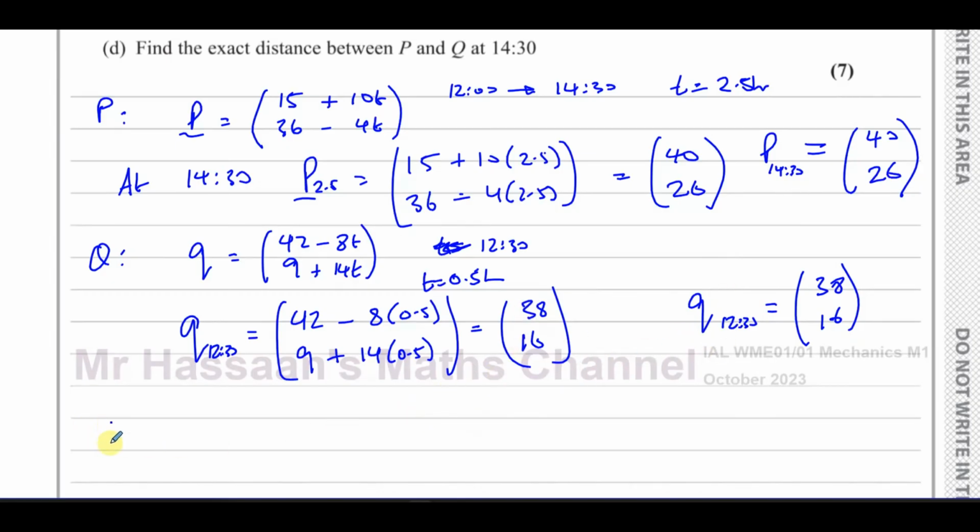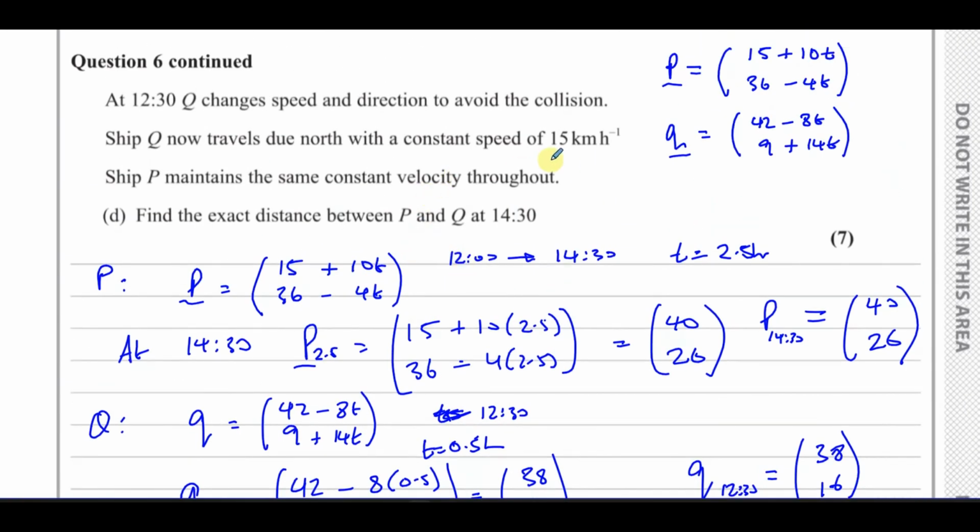Okay, so the new position vector of Q, let's call it Q dash, which starts at 12:30, is going to be its initial position vector, which is where it's starting from. Its new course starts from this point here, 38, 16. That's like the R0. This is where it's starting from now, plus T. I'll put T dash because it's a different T now from the original T that we had. Okay, and it's going due north with a constant speed of 15 kilometers per hour.